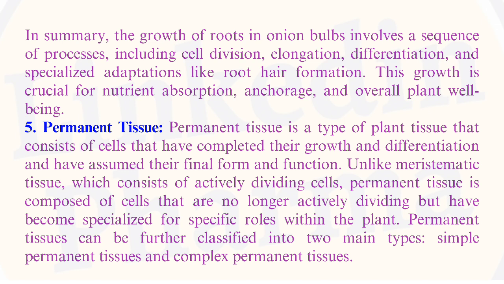5. Permanent tissue. Permanent tissue is a type of plant tissue that consists of cells that have completed their growth and differentiation and have assumed their final form and function. Unlike meristematic tissue, which consists of actively dividing cells, permanent tissue is composed of cells that are no longer actively dividing but have become specialized for specific roles within the plant. Permanent tissues can be further classified into two main types: simple permanent tissues and complex permanent tissues.